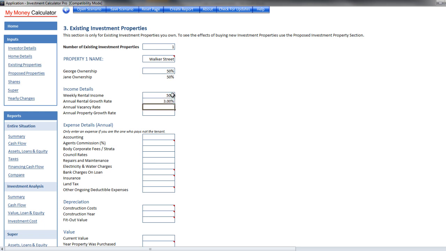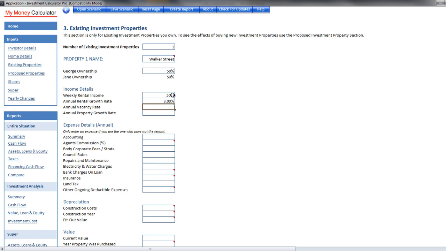Now, rental growth rates will most likely vary from year to year across the 30-year period. So for this reason, the calculator allows you to vary the rental growth rate, capital growth rate, and interest rate for any year that you want via the yearly changes page, which we'll run through in another video.